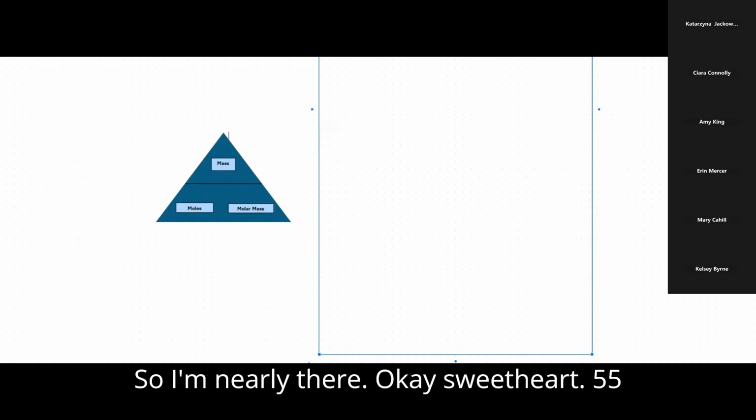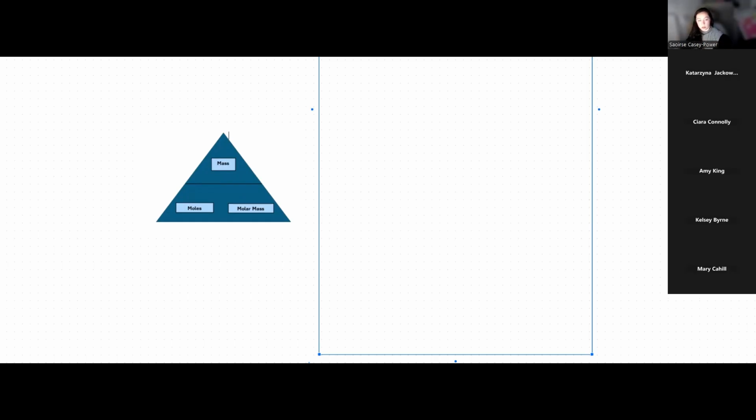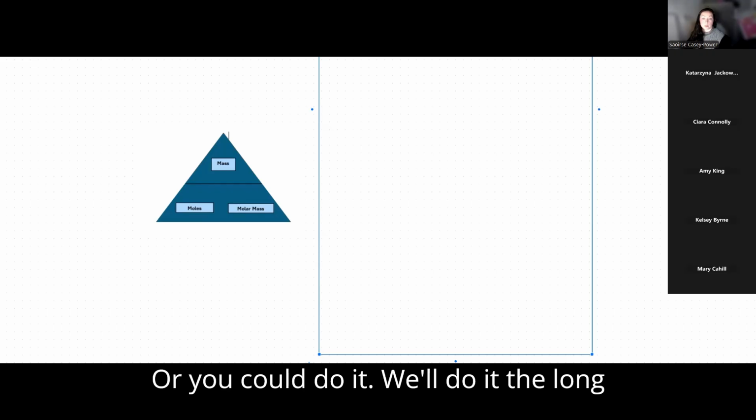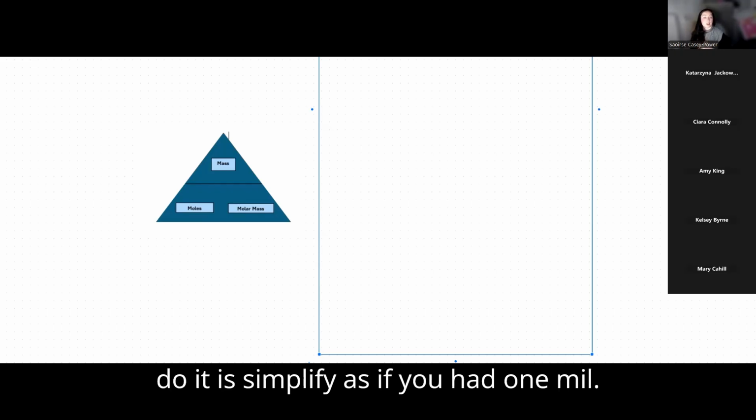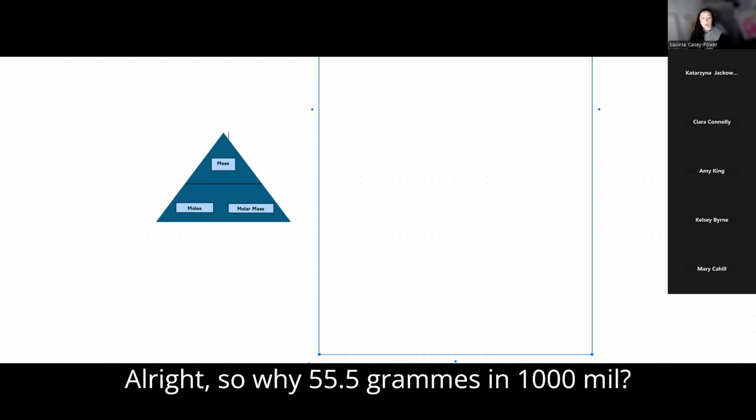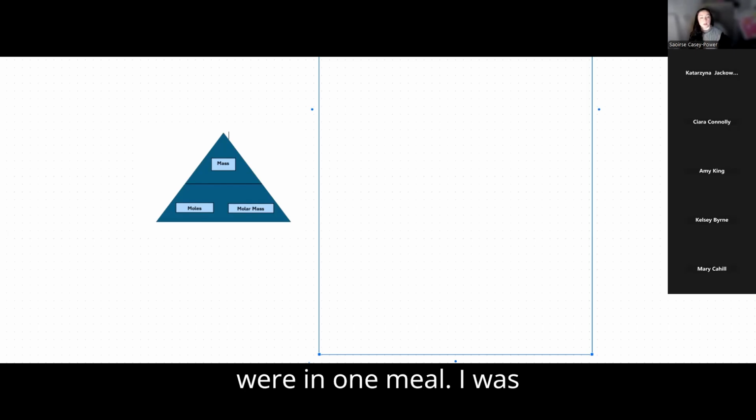So I'm nearly there. I have 55.5 grams in 1,000 ml. If I want to get grams in 100 ml, I need to divide by 10. Or we'll do it the long way just so I can show you. The best way to do it is to simplify it as if you had 1 ml. So I have 55.5 grams in 1,000 ml. If I wanted to work out how many grams were in 1 ml, I would divide by 1,000.